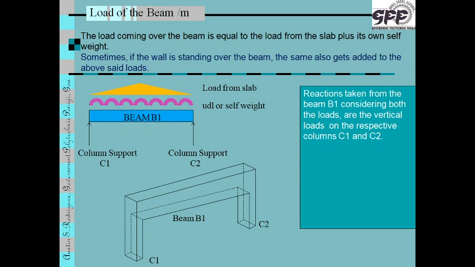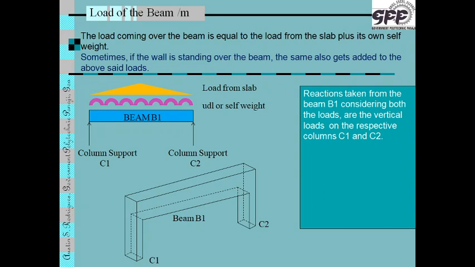On the beam B1, we find that it is triangular. So the load coming on the beam B1 is triangular due to that portion of the slab. It is having maximum intensity at the midpoint and minimum at the corners, and due to its own self weight, it is a UDL. So having known these two loads, by using the principles of mechanics, we find the reactions.